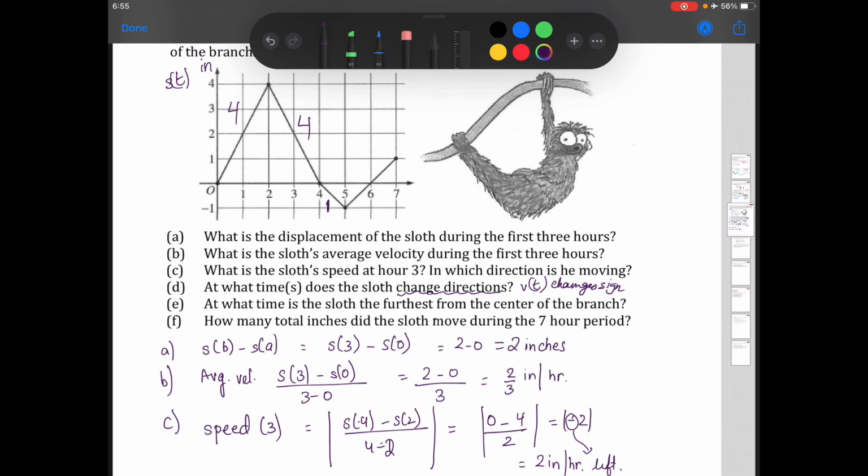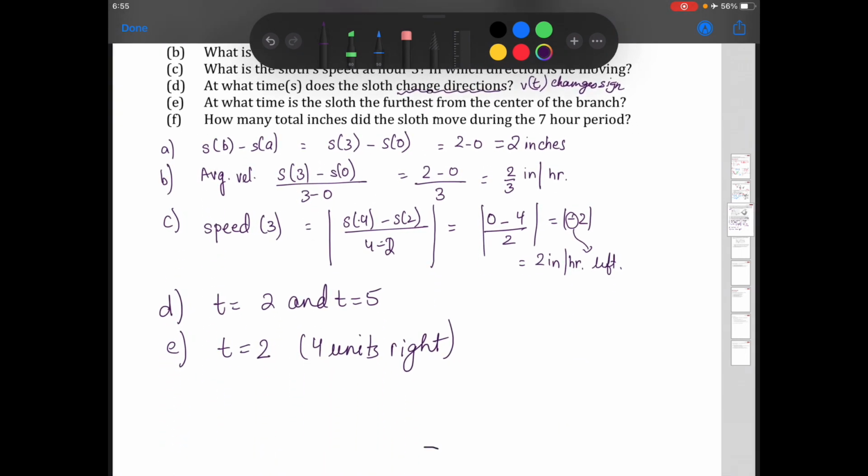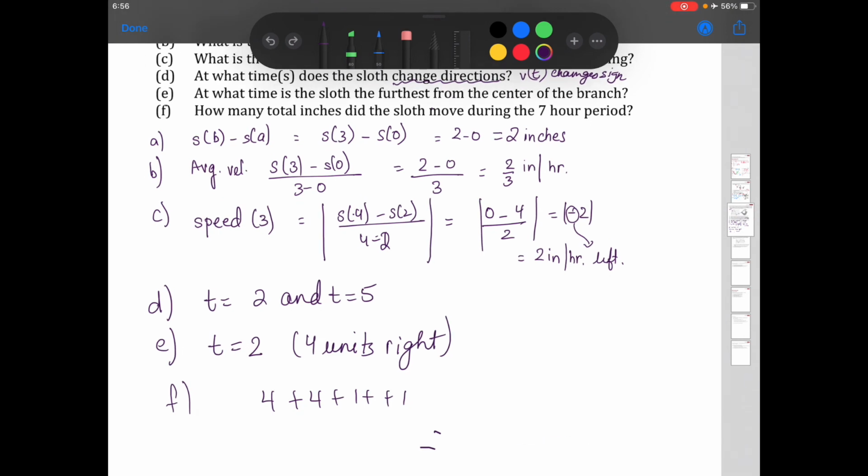From 4 to 5, he traveled a distance of 1, right? Remember, we're not ignoring the negatives, we're doing distance. And from 5 to 7, or we can do 5 to 6 is another 1, and then 6 to 7 is also 1. If I add these numbers up, it's 4 plus 4 plus 1 plus 1 plus 1, which is equal to 11 inches.